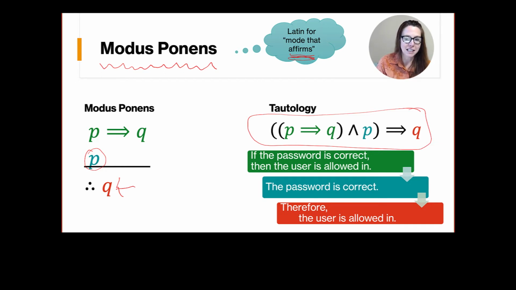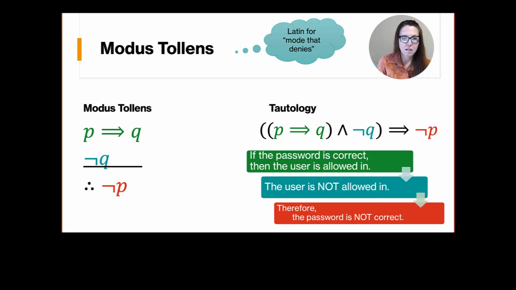What that means is we have this implication. We have affirmed that the first bit is true. And so this is the mode of what happens when the antecedent is affirmed, that P is affirmed. An example of that is if the password is correct, then the user is allowed in. We see this all the time. All of this happens behind the scenes, and we'll go through examples. When we're programming, your computer is doing all of this logic. So if the password is correct, the user is allowed in. The password is correct, therefore the user is allowed in.